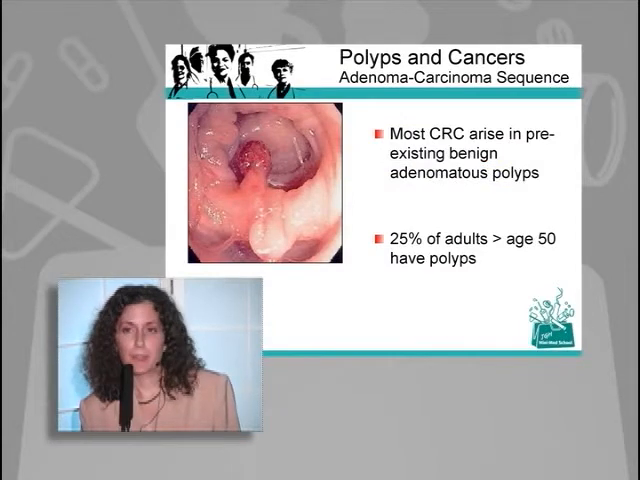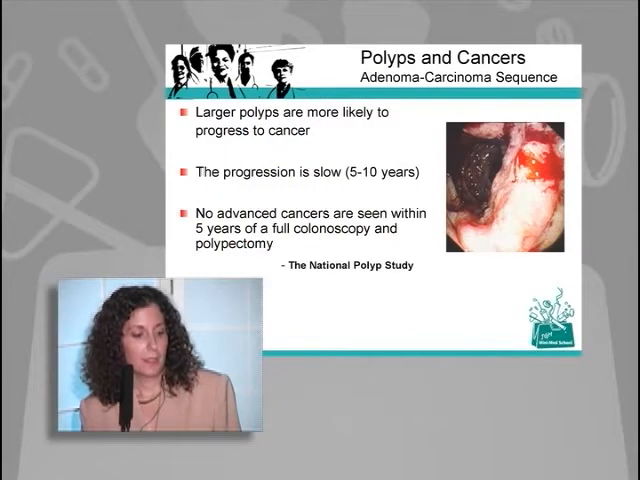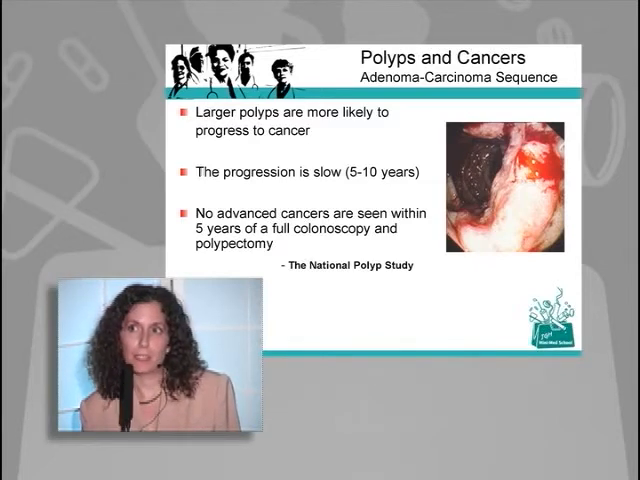Again, most of the cancers will arise in adenomas or polyps, and about 25% of adults will have these polyps from the age of 50 on. The larger the polyps are, the more chance that it harbors a cancer. And the progression to cancer is usually very slow. It takes about 5 to 10 years.